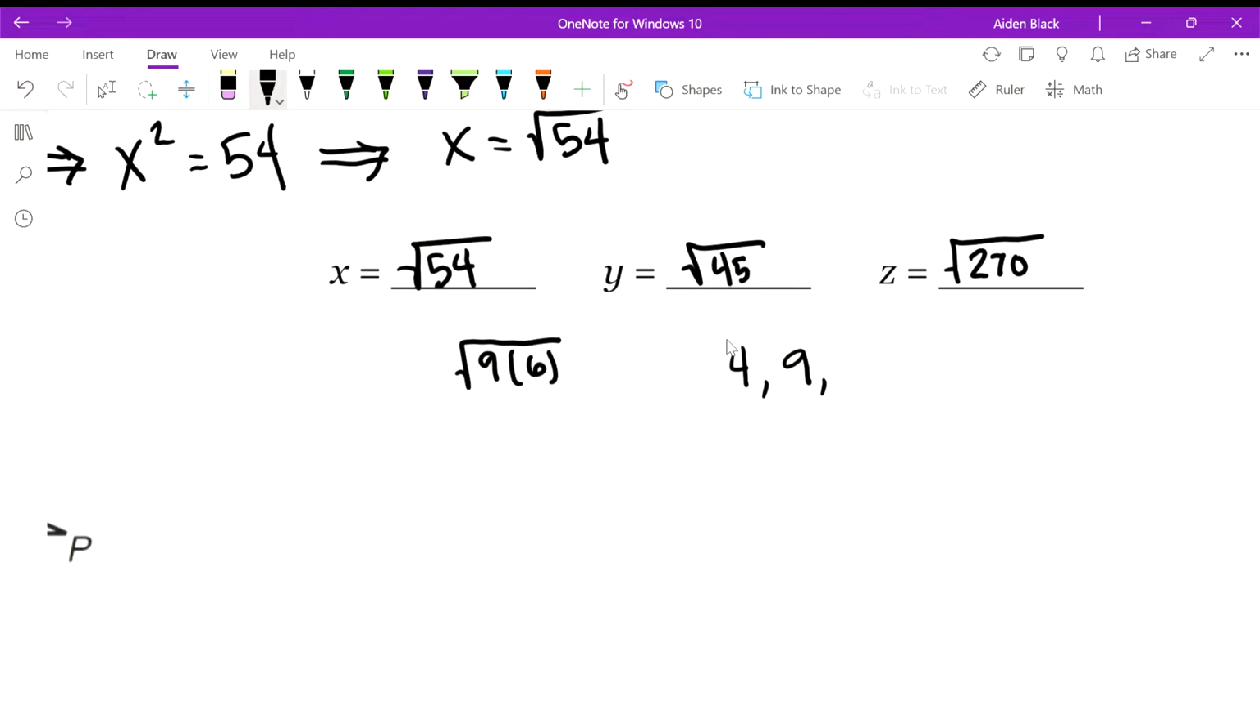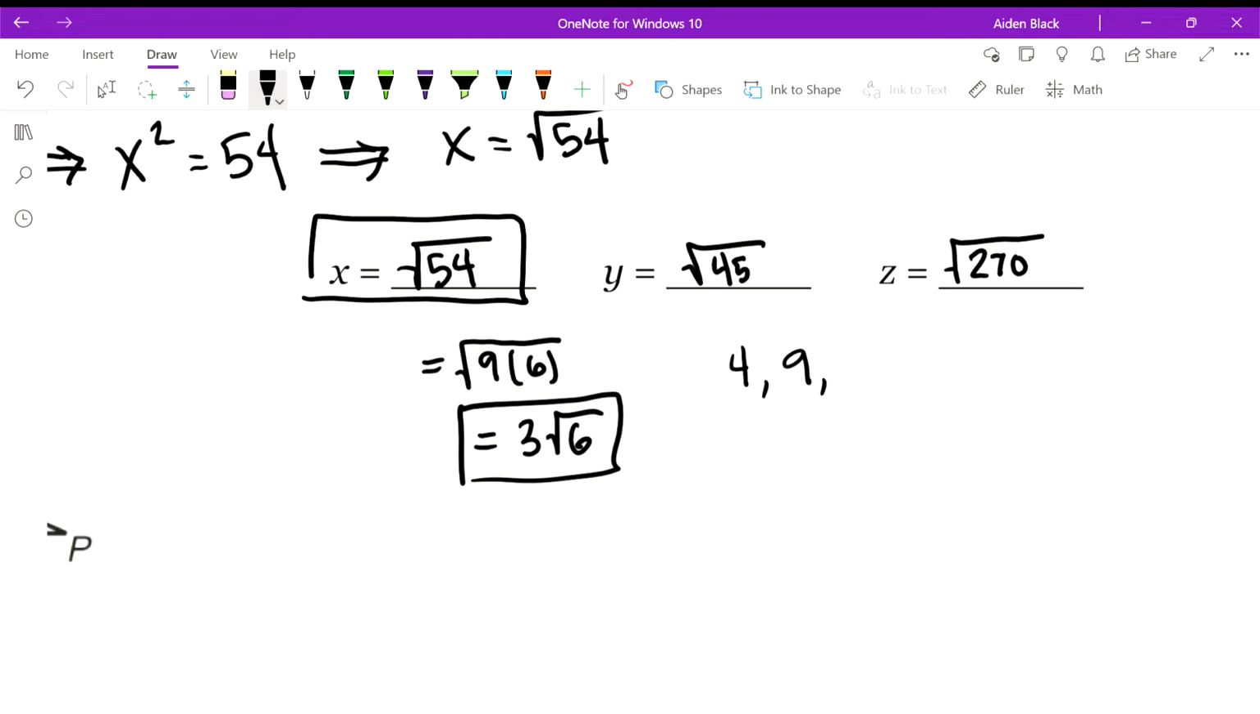So this is the same as this. It's just expressed differently. And then we end up with the square root of 9 is 3, so we get 3 square root 6. So this would give us full points. This would give us a majority of the points. But they are the same thing.